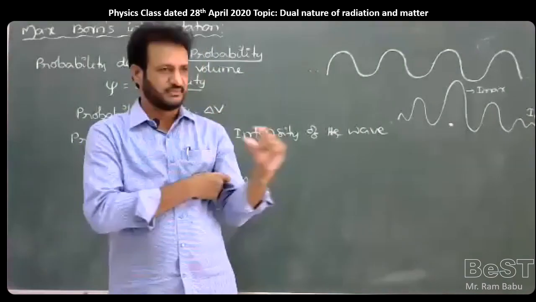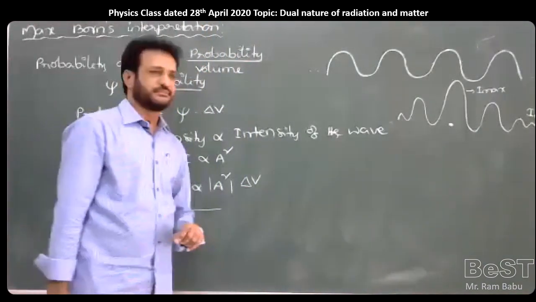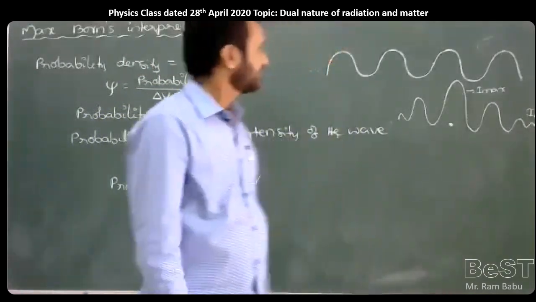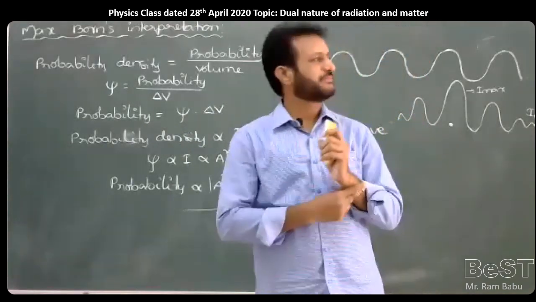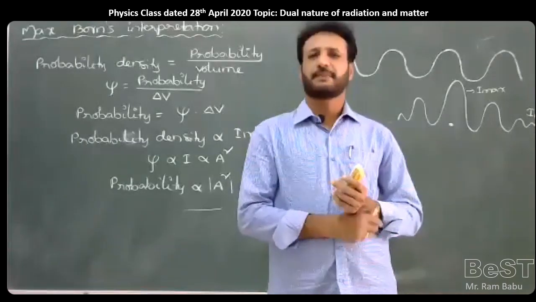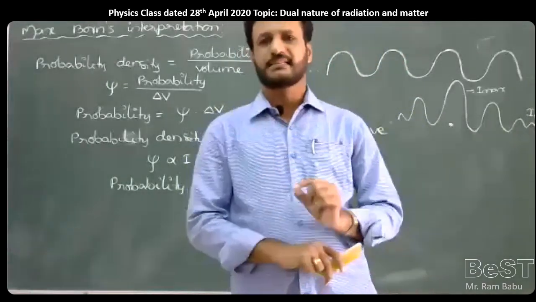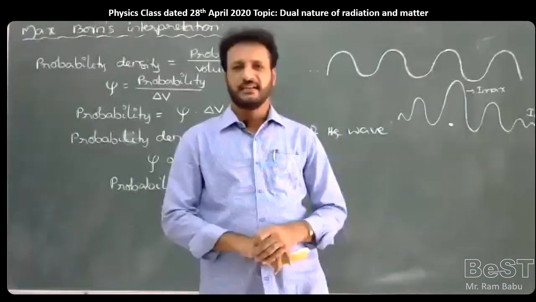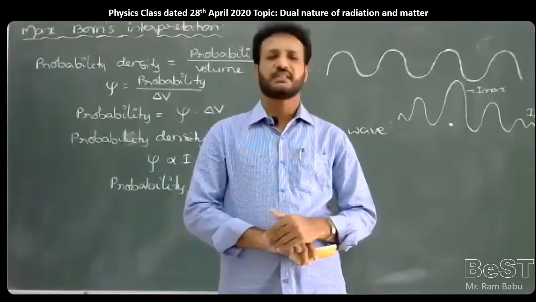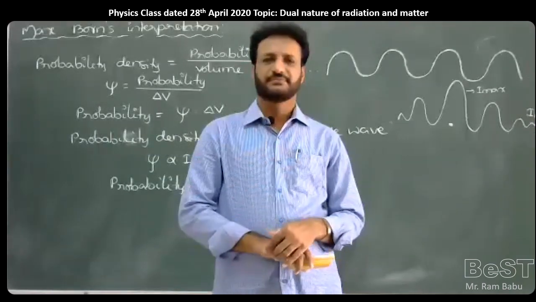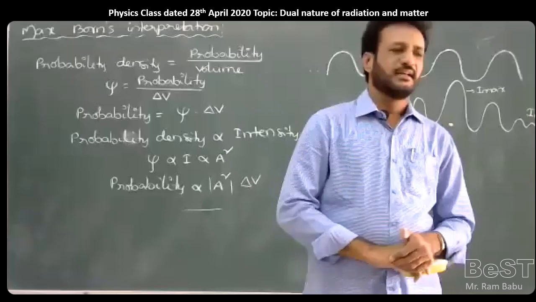If you want to note down one statement, according to Max Born, the probability of finding a moving particle at a point in space is directly proportional to the intensity of the wave at that point.